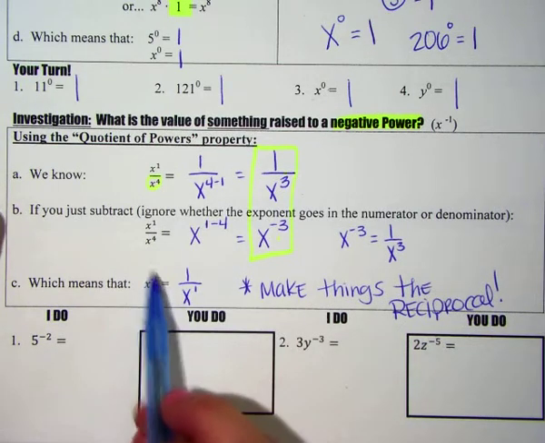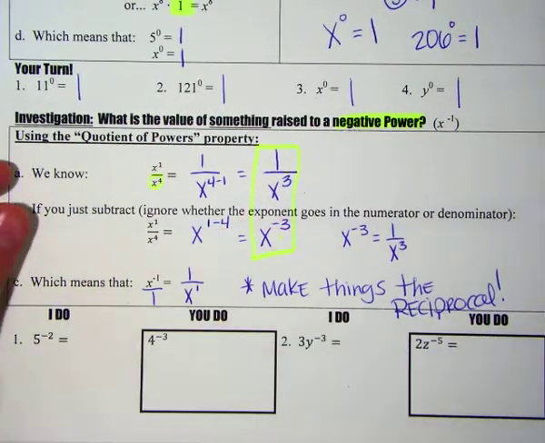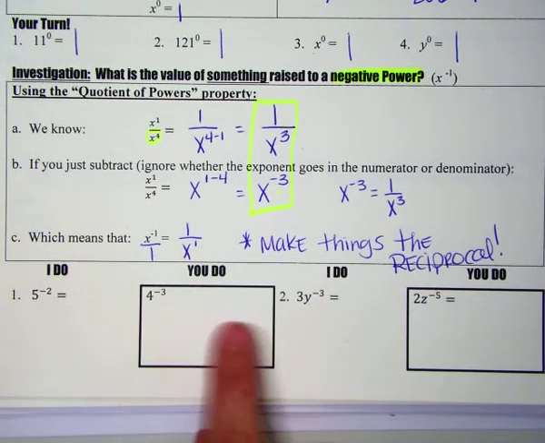Right? This was x to the first, negative first, over 1. So we flip it and make it positive. Let's do a couple examples. I'm going to do the first one. You're going to do that one.